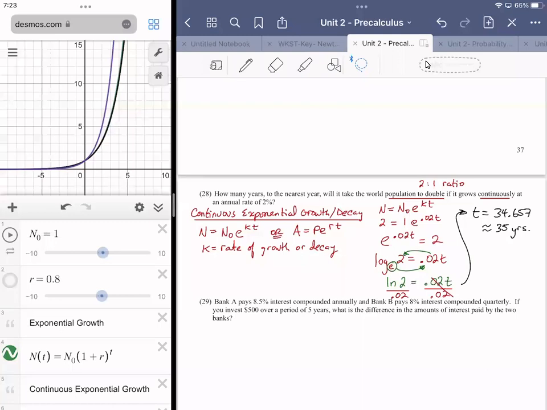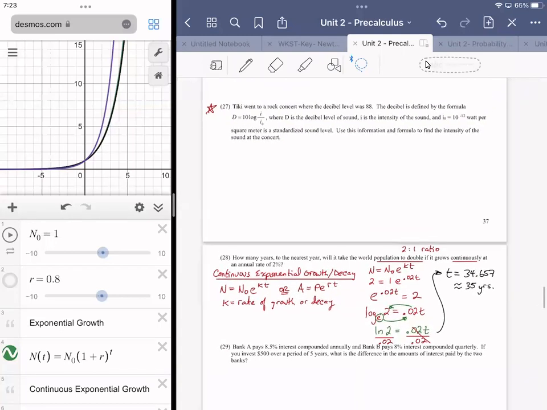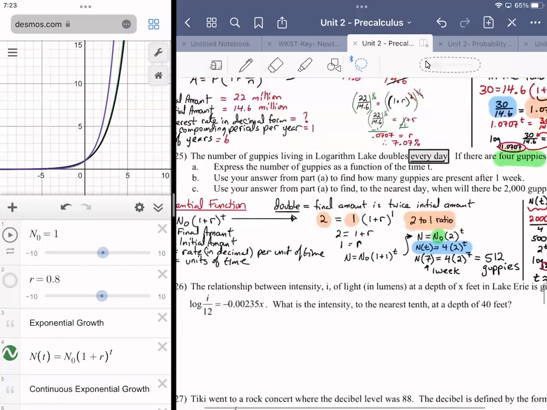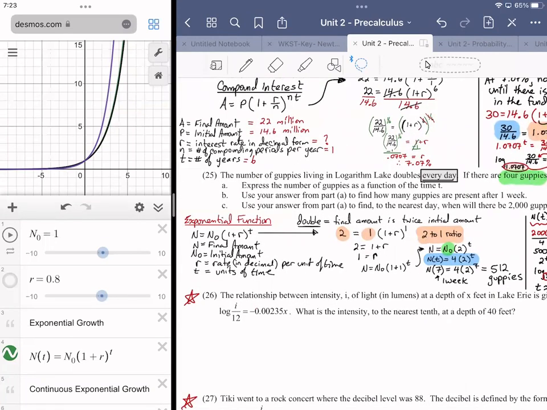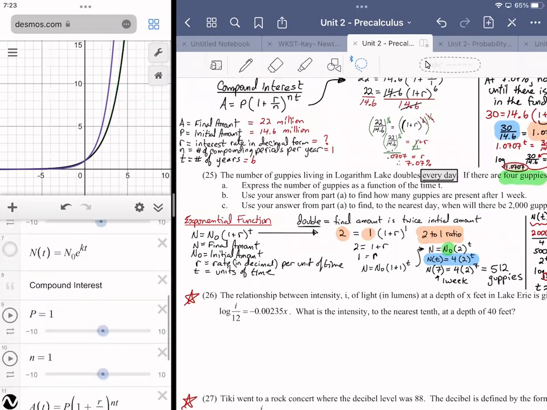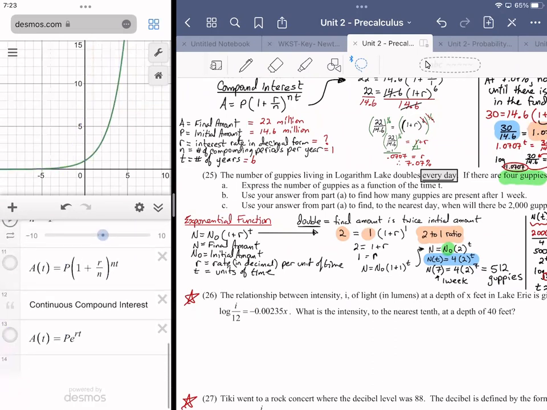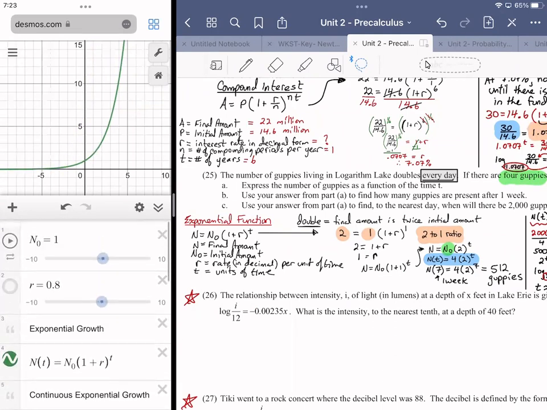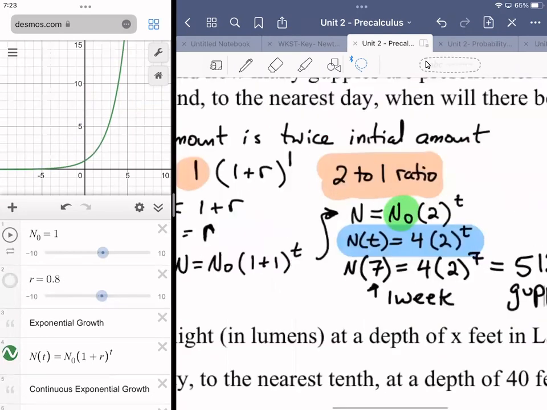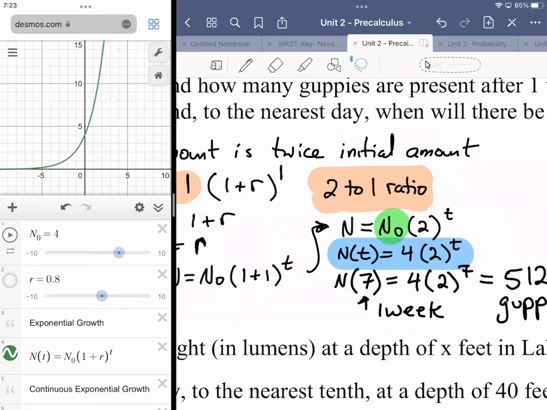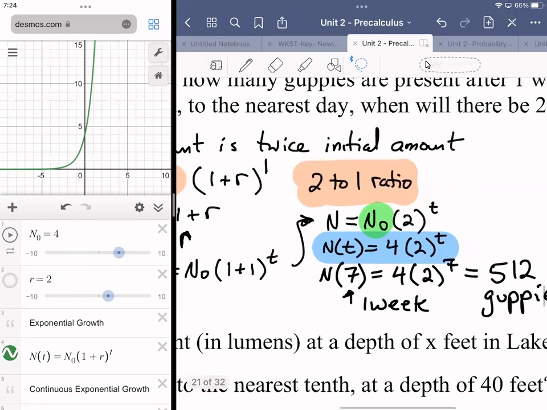All right, but you can see here, for example, I'll take you back to that guppy problem. If you know that you're dealing with an exponential function, so exponential growth, I would turn off everything that's not exponential growth. All this other stuff, I don't care about the green one. I would know that my N sub zero would be equal to 4. And my R value was equal to 2, so I'd slide my slider over to that. And now I have the appropriate graph. If I want to evaluate my function, I would just type in N of T is equal, and it would give me the 512, just like we did here, right?